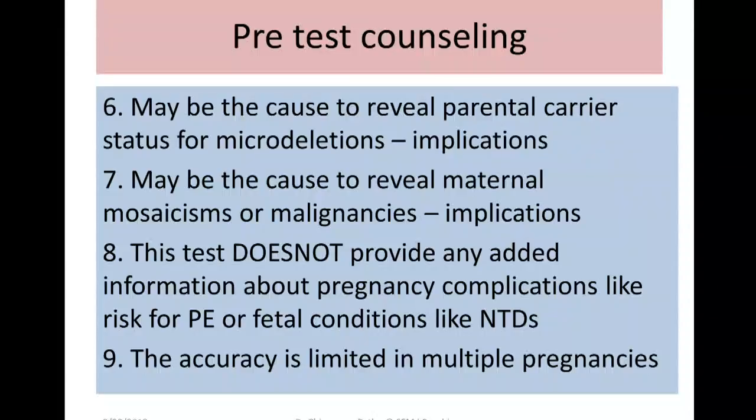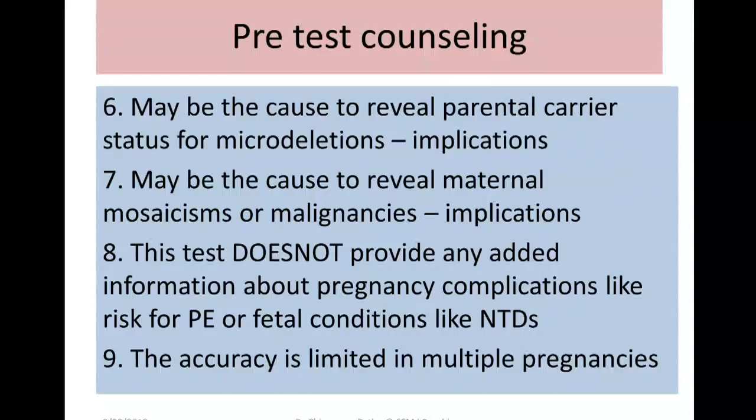Now, if it has implications on the health of that parent or on the health insurance of that parent, there could be long-term implications of this finding, and that also needs to be considered. You may inadvertently reveal maternal mosaicisms or malignancies, and those implications have to be considered. This test does not provide any additional information about pregnancy complications like risk of preeclampsia or fetal conditions like neural tube defects, which is an advantage with the traditional screening methods.